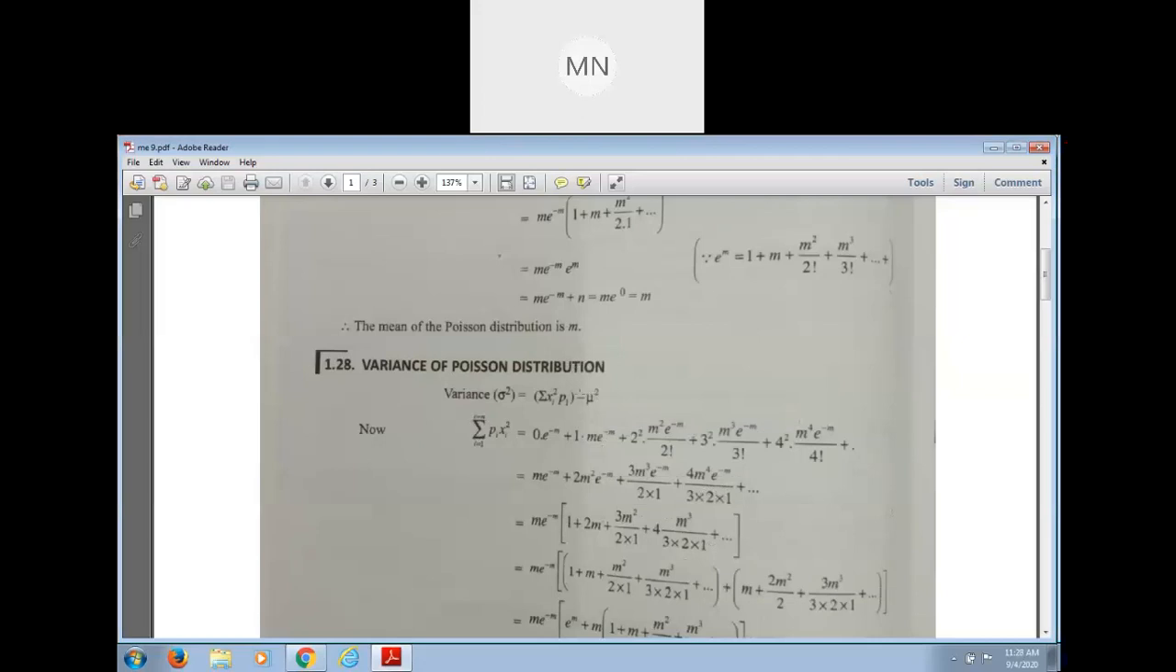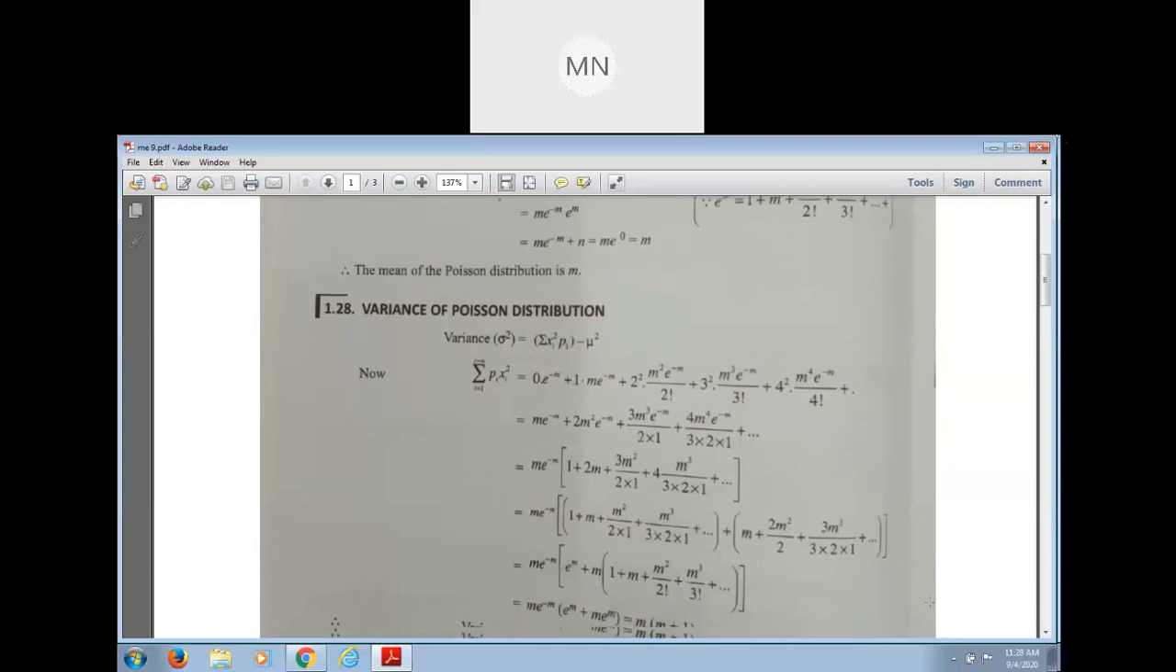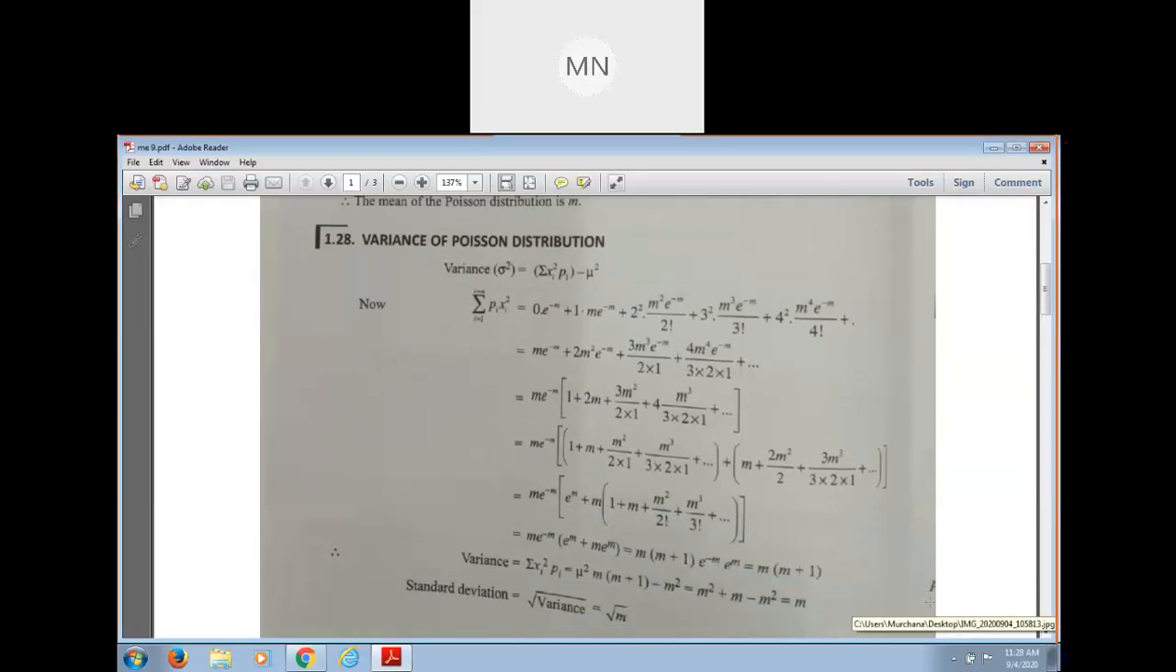The variance is the summation of xi square into pi minus the expectation of x whole square. Expectation of x is nothing but the mean, and the letter mu is used to denote the mean. Therefore, it is written as the summation of xi square into pi minus mu square. Mu is the mean, and we already found the mean of the Poisson distribution is m. After some calculation, we get the variance is also m.